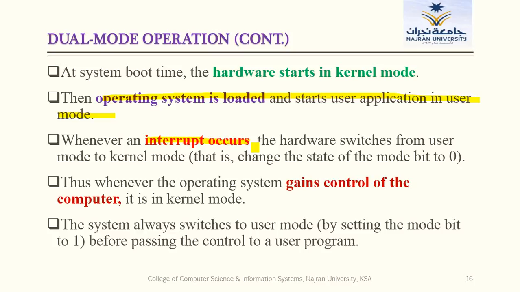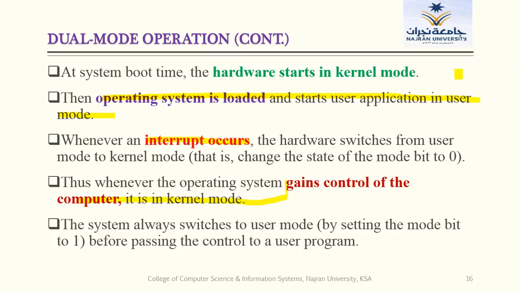Thus, whenever the operating system gains full control of the computer, it is in kernel mode. So we have 2 modes, user and kernel. When the operating system has full control of the system, this is kernel mode. Whenever the user has control of the system, this is user mode. So how can we switch from user to kernel mode? In the next slide we will see one diagram that clearly explains how we can switch from user to kernel mode and kernel to user mode.